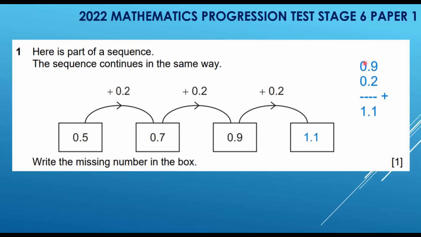And this is the calculation before we move on. How to get 1.1 is 0.9 plus 0.2. We add 9 plus 2 is 11, and we keep 1 at the top. And 1 plus 0 is 1. That's how we do this addition.